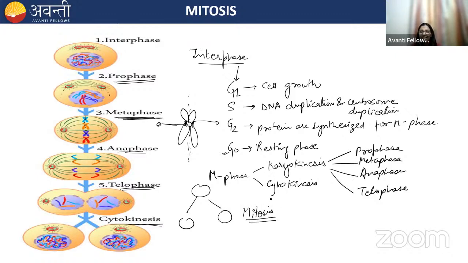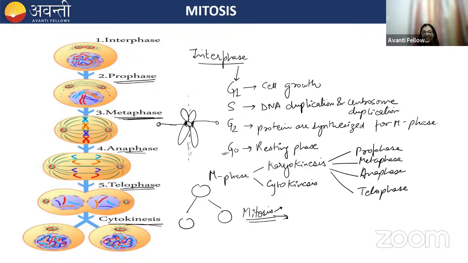The significance of mitosis is, number one, that the daughter cells are genetically identical to the parent cell. That means clones are formed. Clones are the daughter cells or offspring that are morphologically and genetically similar to their parent cell. So in mitosis, the daughter cells are genetically similar to the parent cell.